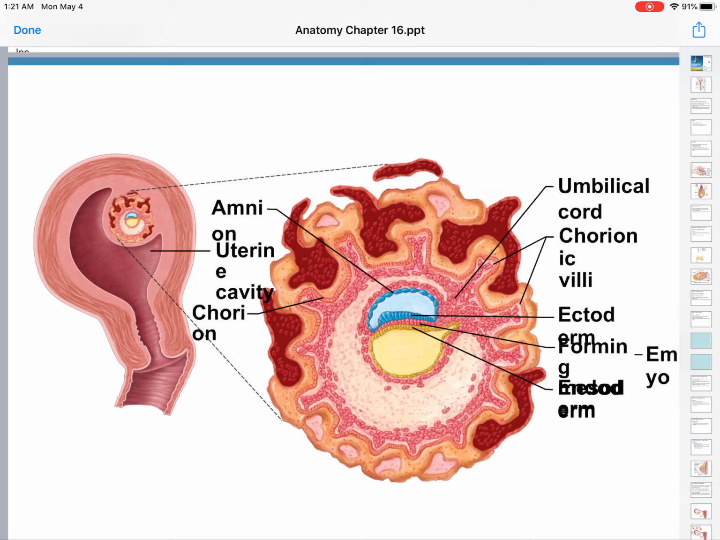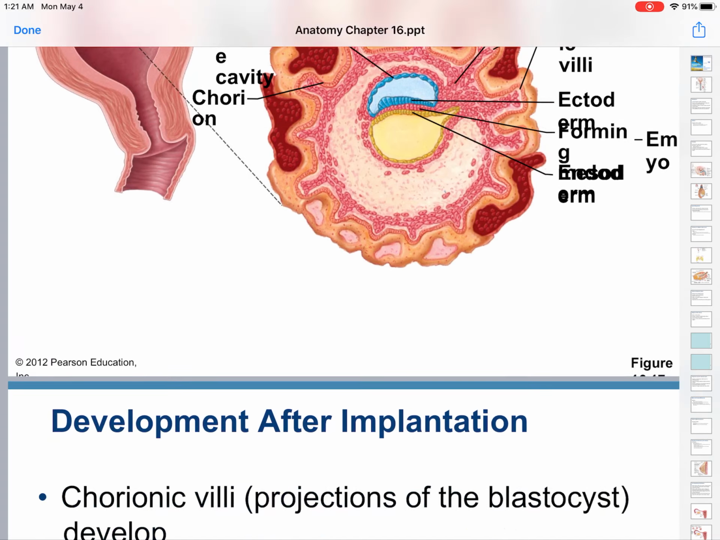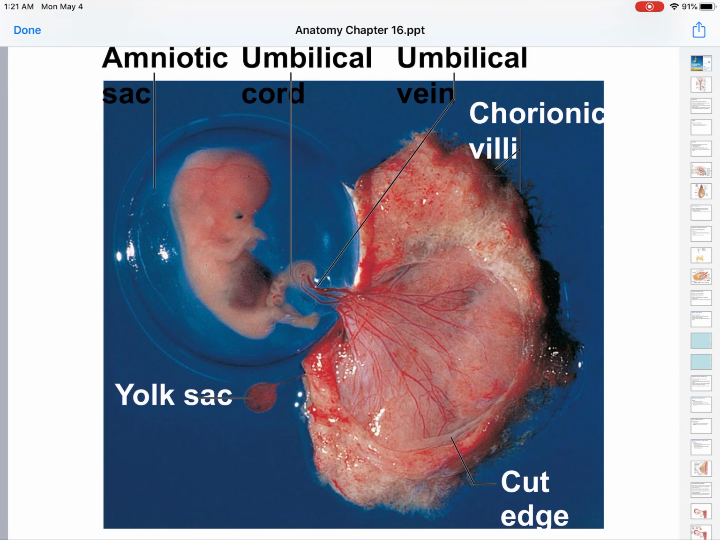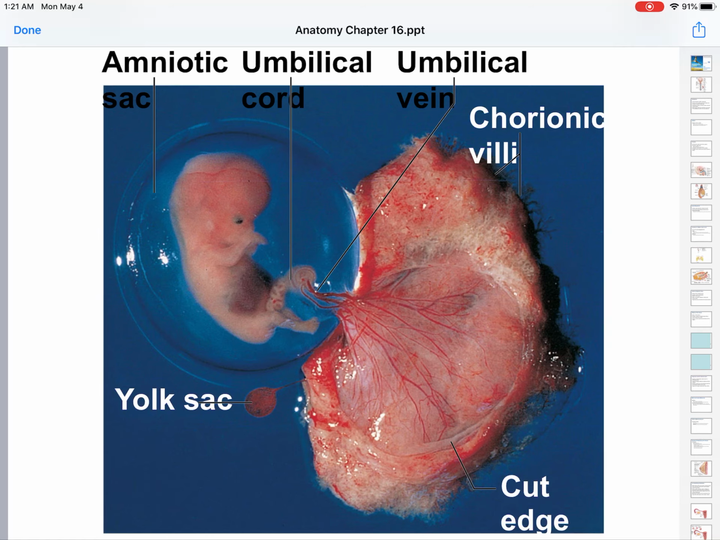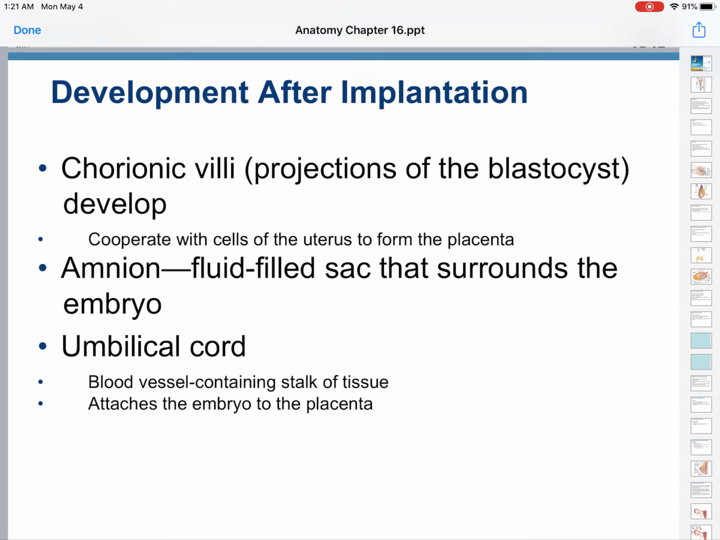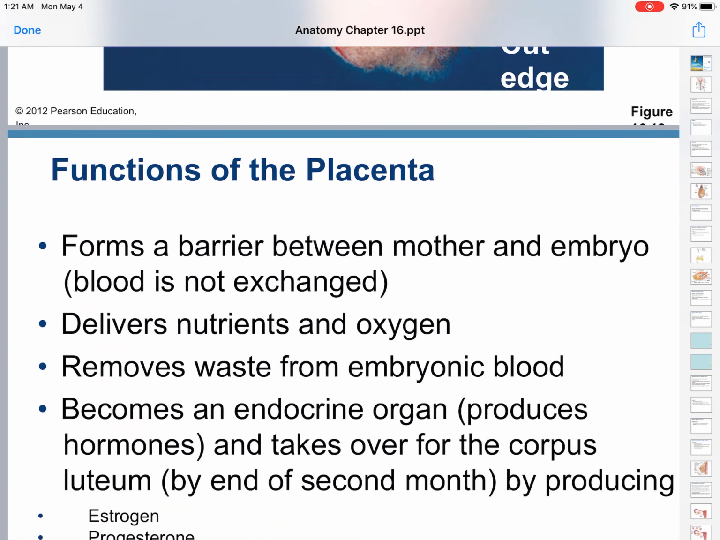Here is kind of a picture, but it's very difficult to read and see with all these lines, so we're not worried about it. It will be very important in college. We're not super worried about it right now. After implantation, you develop the amniotic sac and the umbilical cord. This is where you continue to receive stuff from mom's body as you develop.